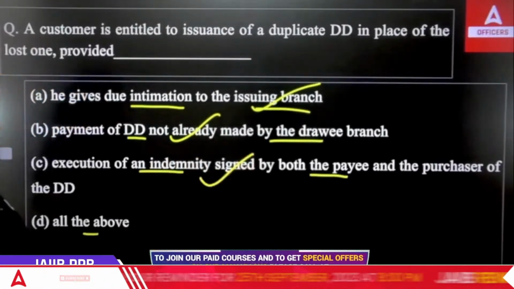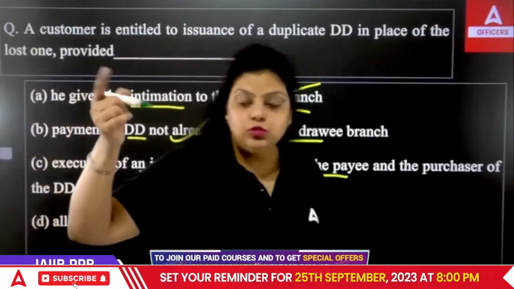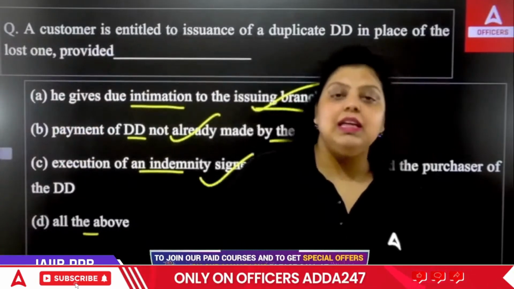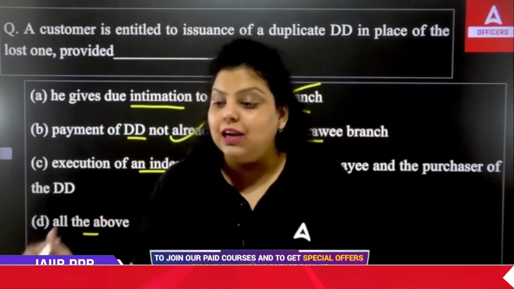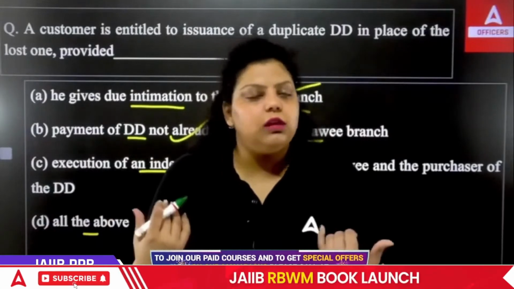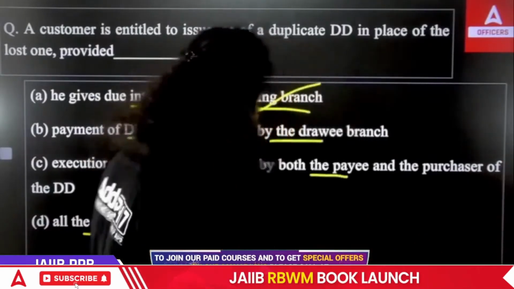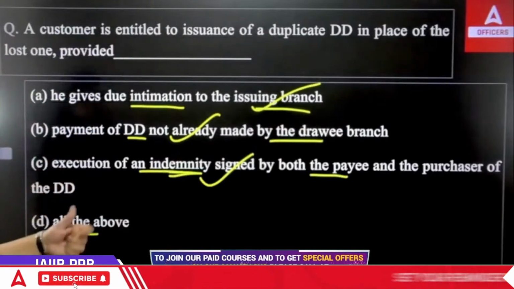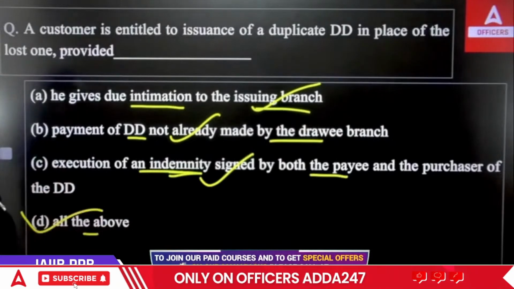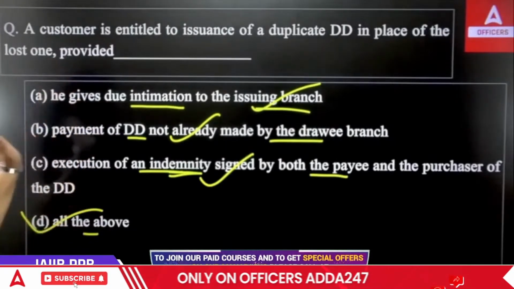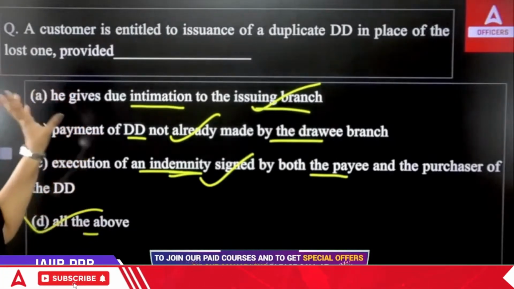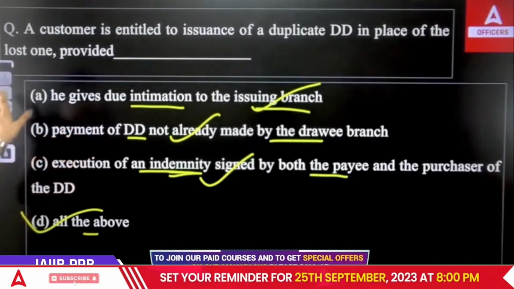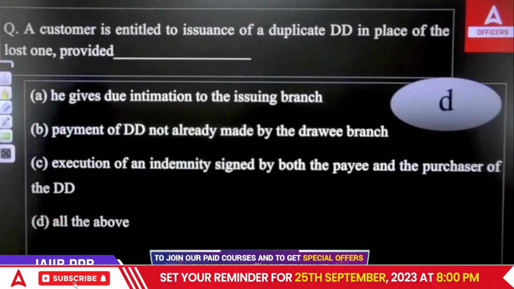Which of the following is correct? First he has to give the intimation to the issuing branch, then payment of the DD must not already have been made by the drawing branch, and there must be an execution of an indemnity signed by both the payee and the purchaser of the DD. If that particular stolen or lost DD is found by someone and he took the money from the bank, in that situation who will bear the loss? Will the bank bear the loss? No, the customer has to bear the loss. That's why the indemnity bond will be signed by the payee as well as the purchaser of the DD. So the right answer is all of the above. All these conditions have to be precise when the customer goes to the bank for the issuance of a duplicate demand draft.